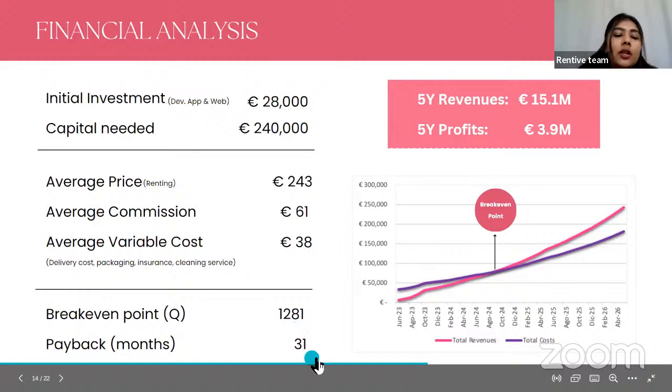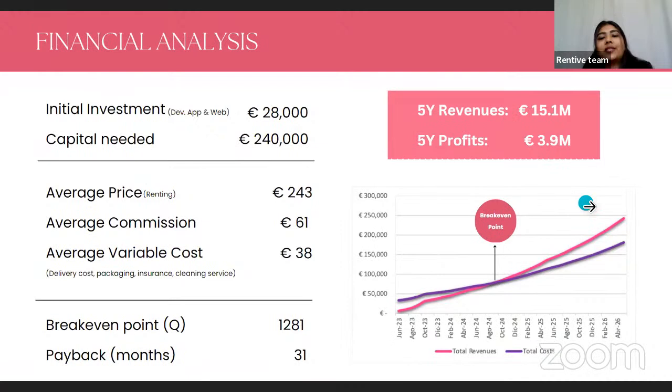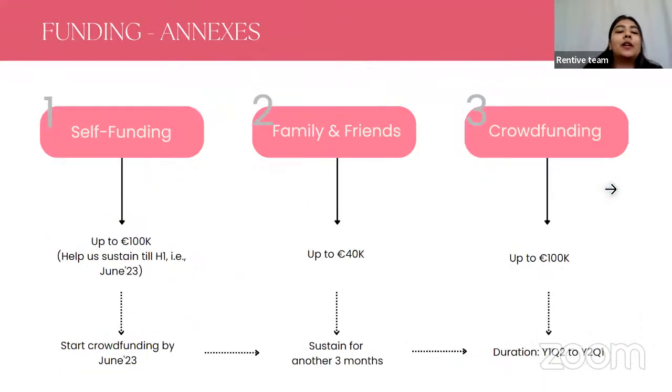This is ideal condition. In 31 months, we'll have a payback. In 5 years, our profit is going to be 3.9 million euros, and revenues will be somewhere around 51 million. Coming to the funding, this would start with a self-funding business model for 6 months. Our team will be funding up to 100K, while family and friends will contribute 40,000. Then love money and crowdfunding up to 1,000K.